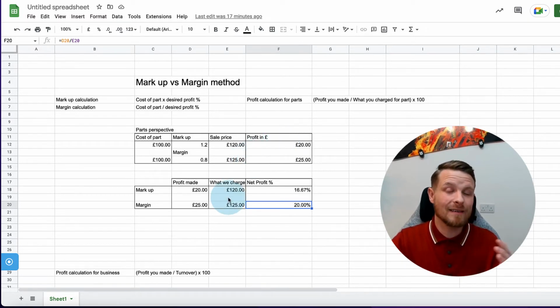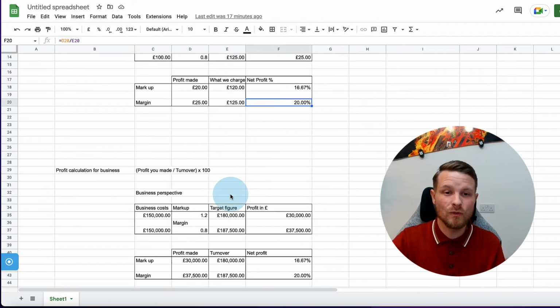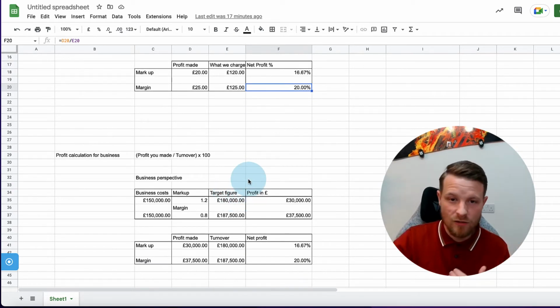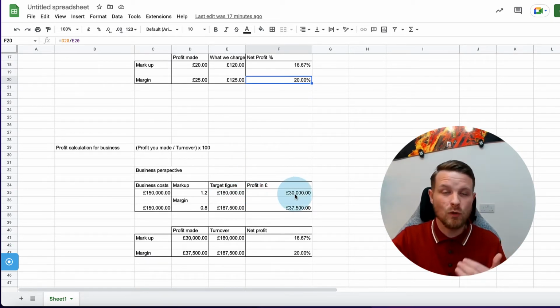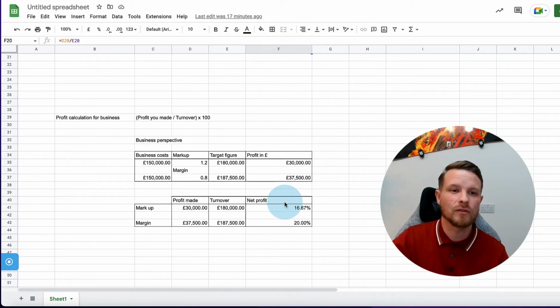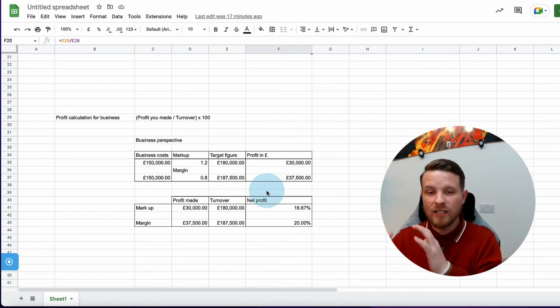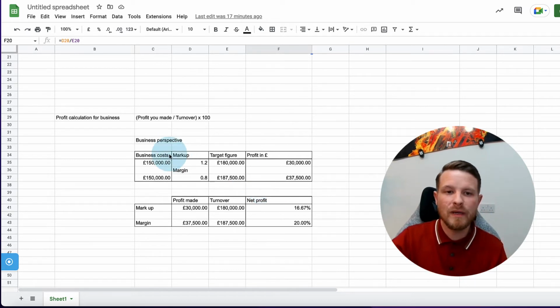Okay, so that's based on parts, but let's just consider this from a business perspective, because this is where it can make the biggest difference to you as a director or whatever, taking profits. Yeah, we're talking thousands of pounds here of lost revenue. A way of making sure you hit your profits is you look at your business costs. Let's say over a year, you've got business costs of 150 grand. If you make 150 grand, you basically break even.